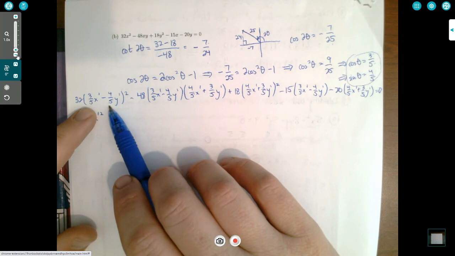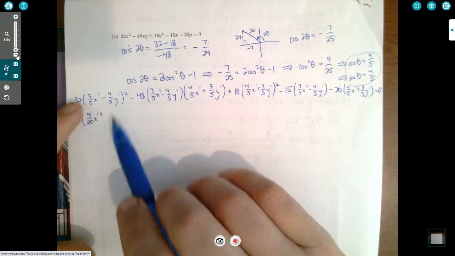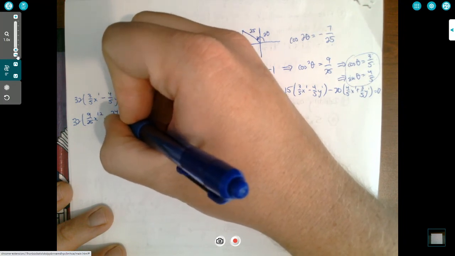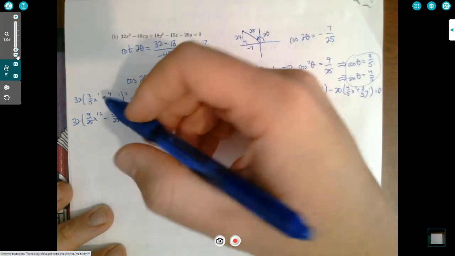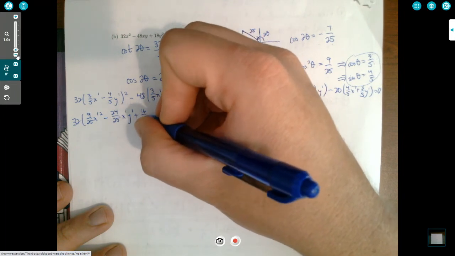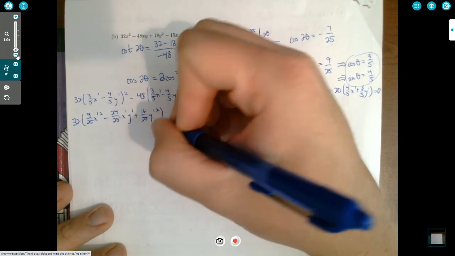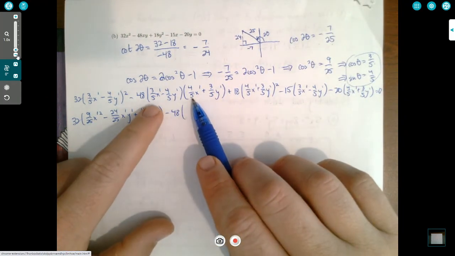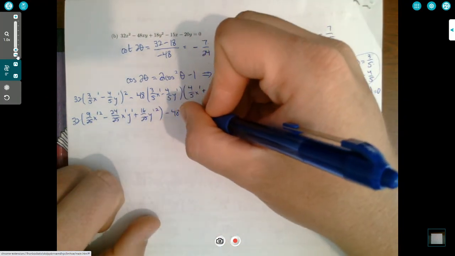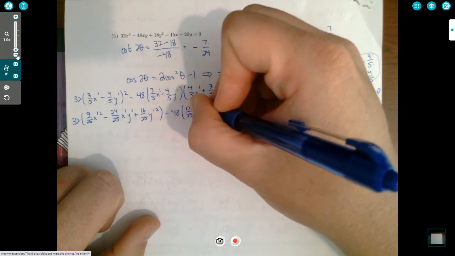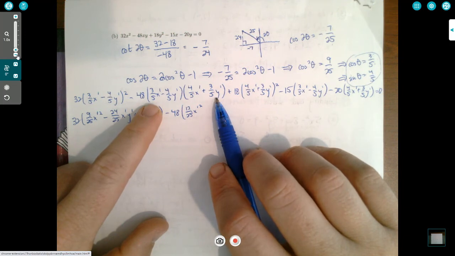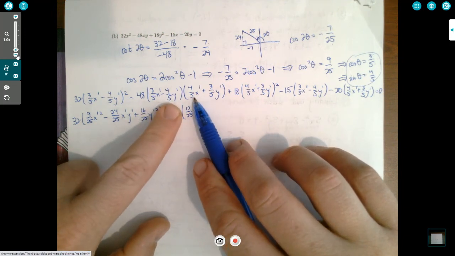3/5 times 4/5 is 12/25, but I'll have 2 copies of that, so it's going to be 24. So I'm going to say minus 24/25 x prime y prime plus 16/25 y prime squared minus 48 times 12/25 x prime squared. Then I'll have 9/25 x prime y prime minus 16/25 x prime y prime.